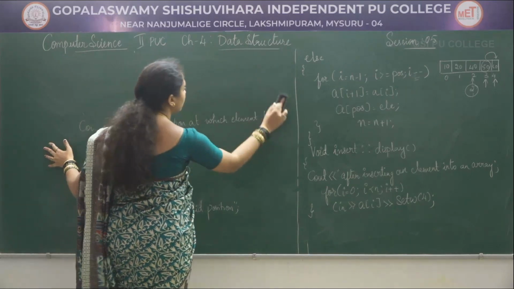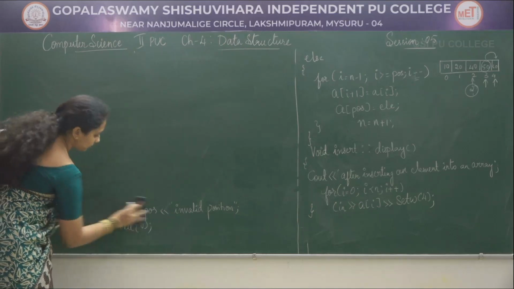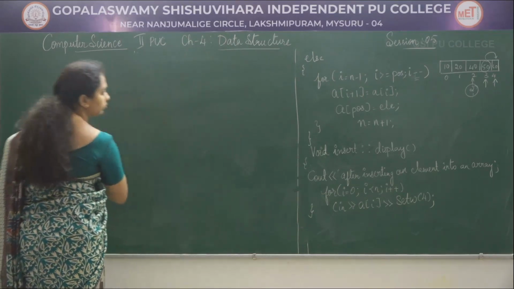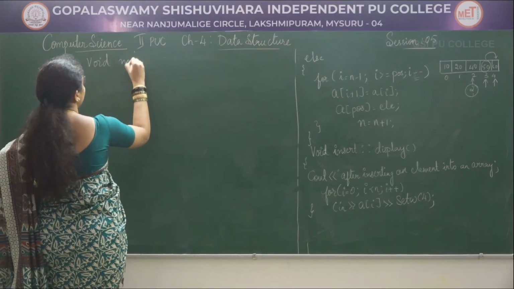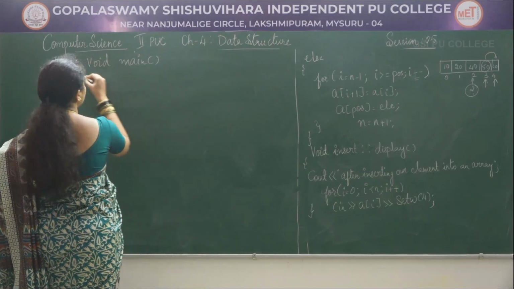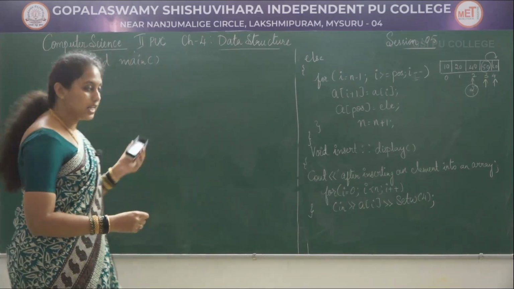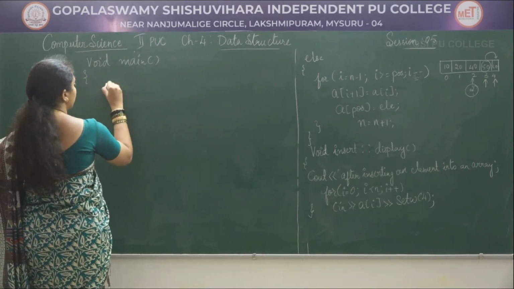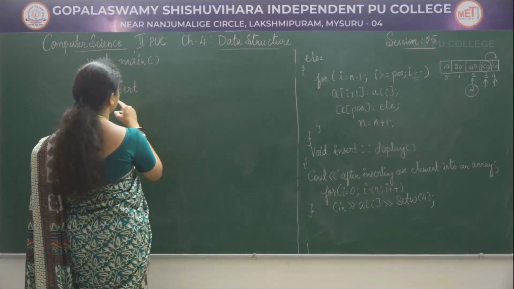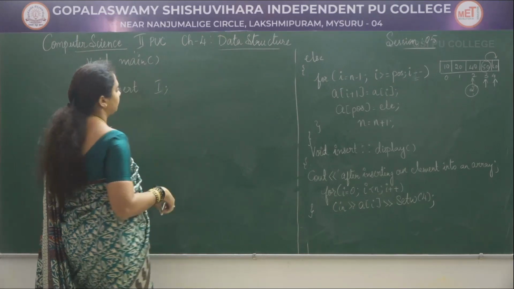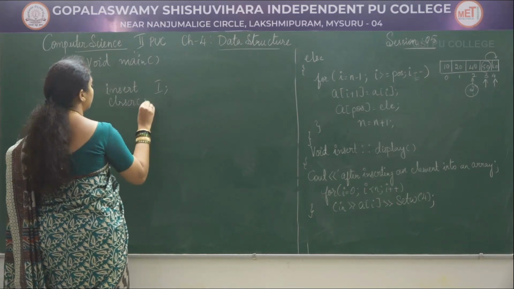So now we have to create an object for the class insert. In the main function, we have to create an object for the class insert. So how to create an object? First we have to write the class name, then the object name. Insert I. Clear screen function.